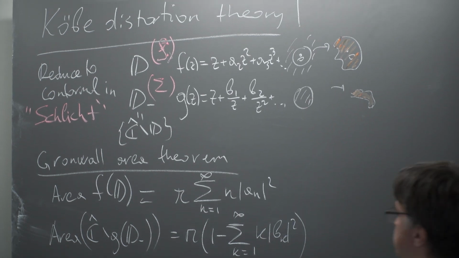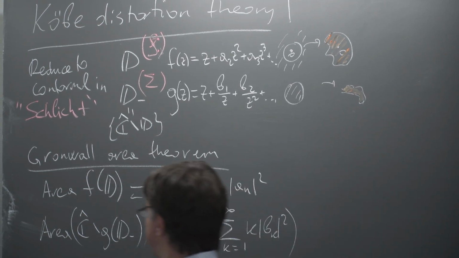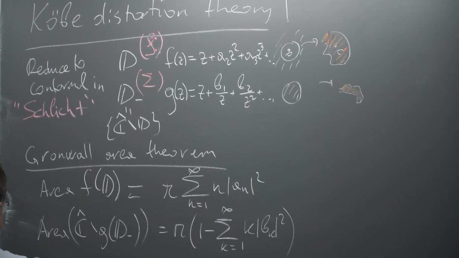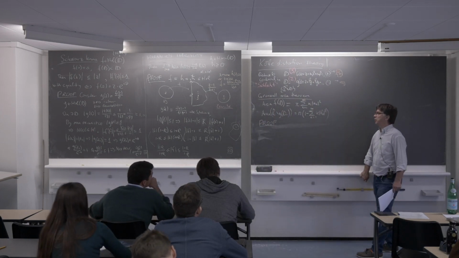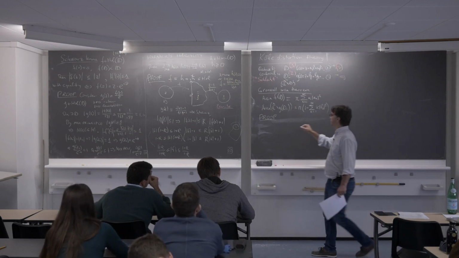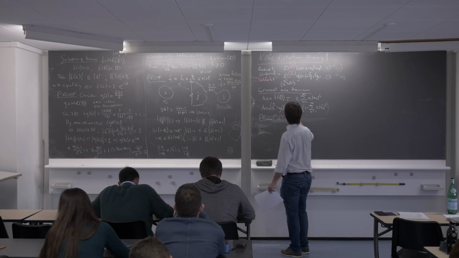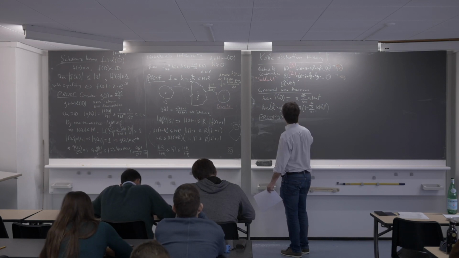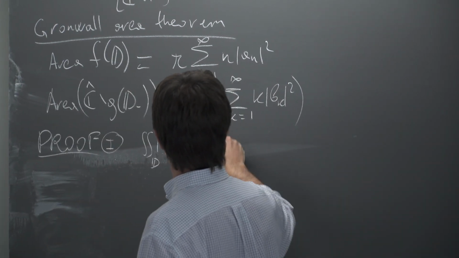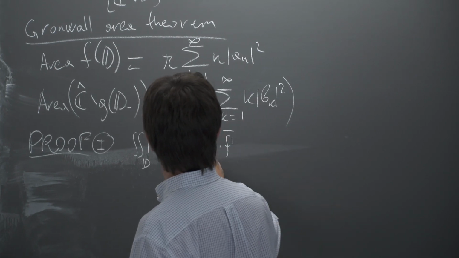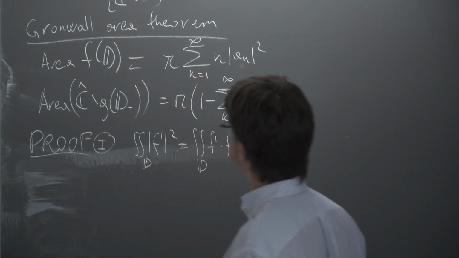So the first one is easier to prove, but we need the second one. So I will prove the second one for that reason. So the first one is just the same, but easier. So the first one you can just write integral of f prime squared over the unit disk. And then you write it in terms of its integral of f prime times f prime bar over the unit disk. You plug in the series, and you just do the calculations.